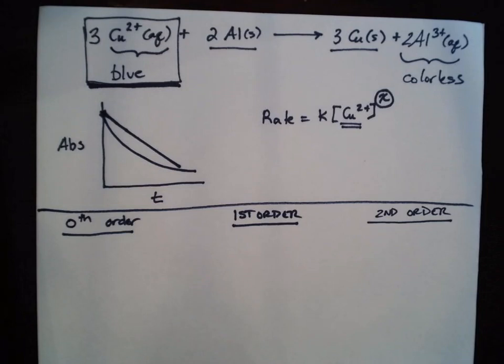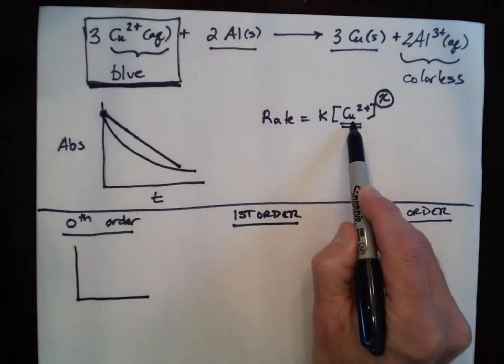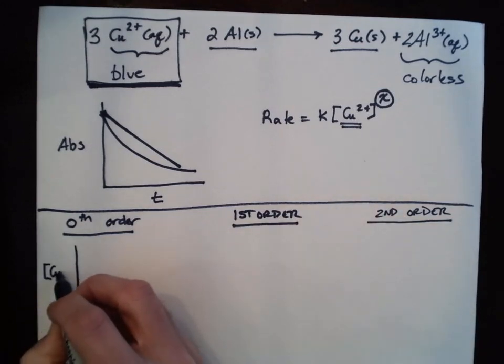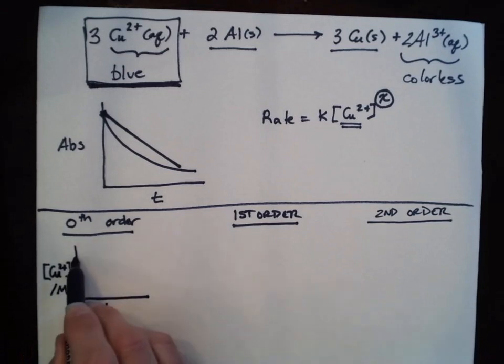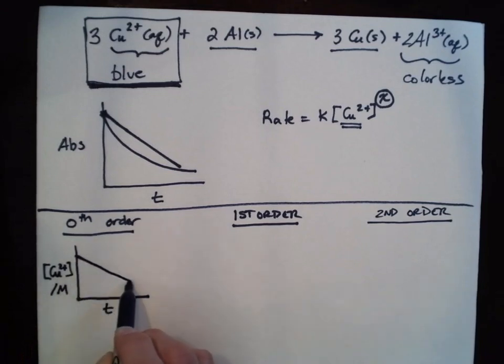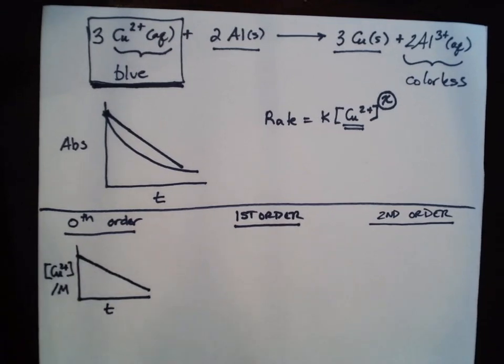So here's what we'd see experimentally in each particular case. If we were looking at a process where the concentration of copper with time is 0th order, so we're going to look at the concentration of copper ion with time. If it's 0 order, that means the rate does not depend on the concentration of copper. So it's concentration of copper, units of molarity. What we would see is a decrease in the copper ion concentration that did not change. It remained constant or linear throughout the entire process.